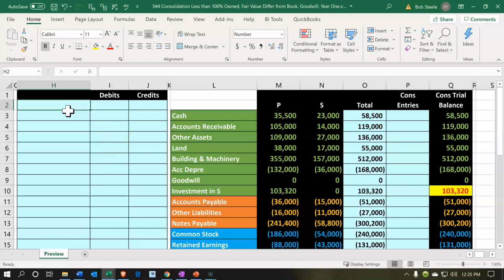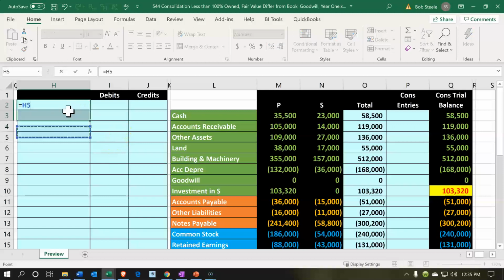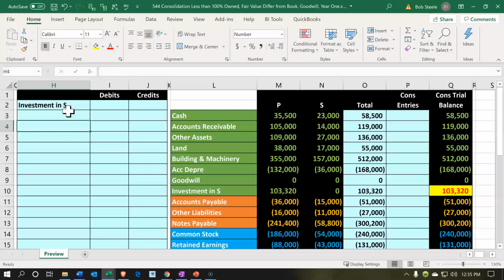So let's first think about our first entry. I'm always going to say, okay, we're going to take this investment account. And remember that that needs to go to 0 at the end of the day, but I'm not going to take the whole thing off now because we're going to break this down into multiple components.